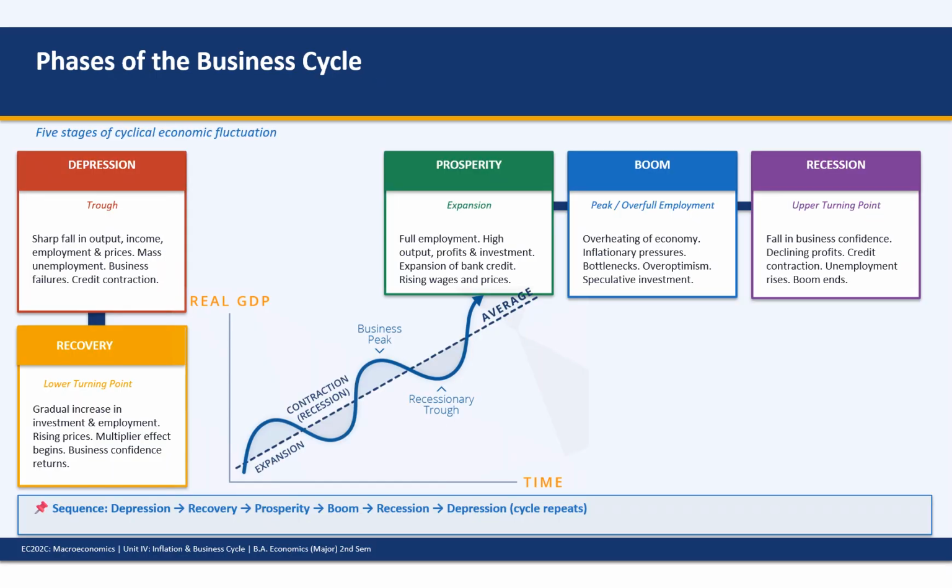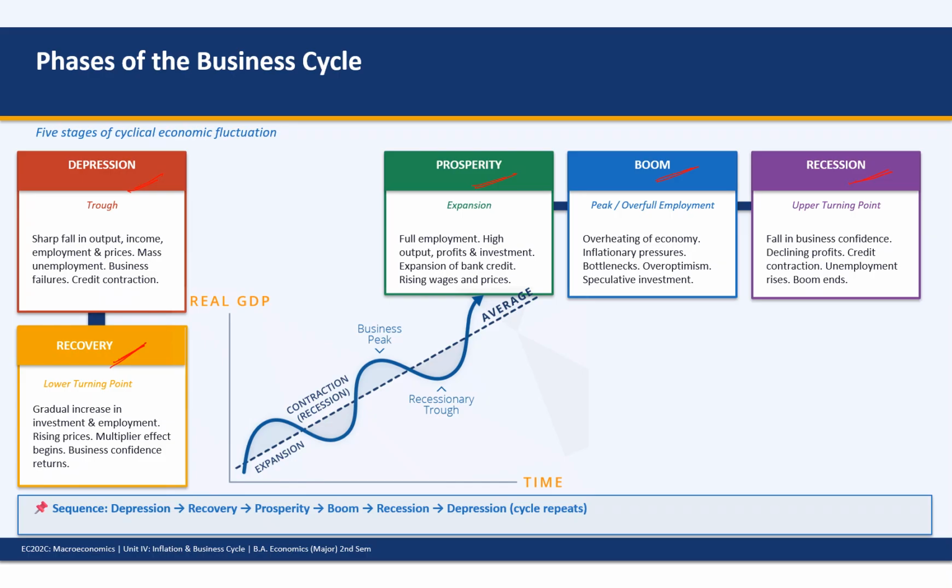Now we come to the phases of business cycle. We can see there are five main stages through which the economy moves: depression, recovery, prosperity, boom, and recession. The first phase is depression. It is the lowest point in the cycle.